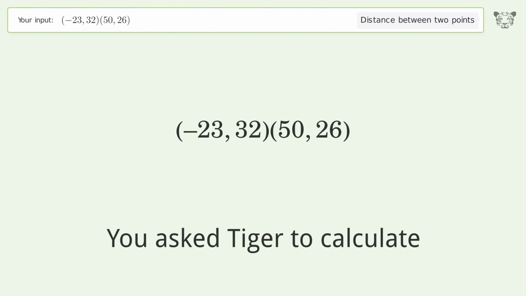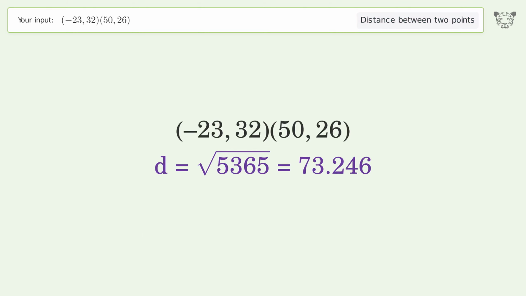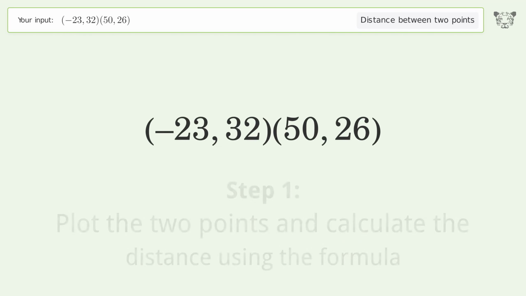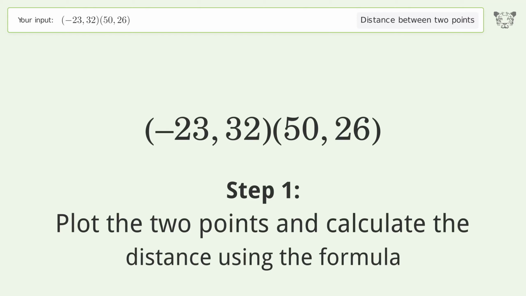You ask Tiger to calculate. This deals with the distance between 2 points. The distance between the 2 points is the square root of 5,365 or 73.246. Let's solve it step by step. Plot the 2 points and calculate the distance using the formula.